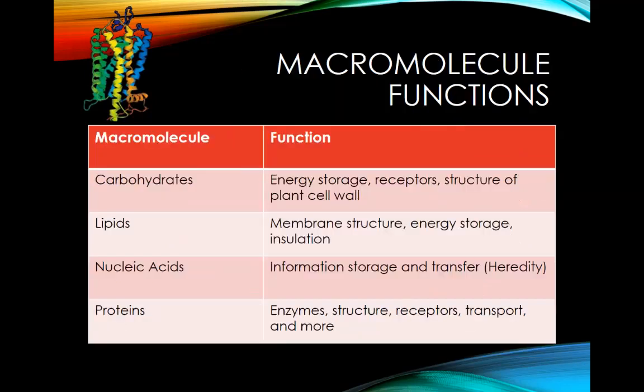The last thing for today is the actual jobs themselves. Carbohydrates' primary job is as energy storage. You do find them as receptors and the structure of plant cell walls, but its main function is energy storage. When we start looking at lipids, lipids' primary job is for membrane structure. When we start looking at the cell membrane next week, you'll notice that it's primarily made up of lipids, a particular lipid called a phospholipid. But they're also for long-term energy storage, insulation, cushioning, so they perform other jobs as well.